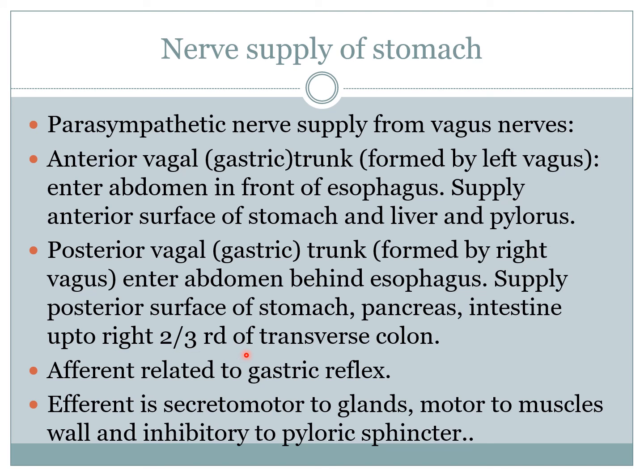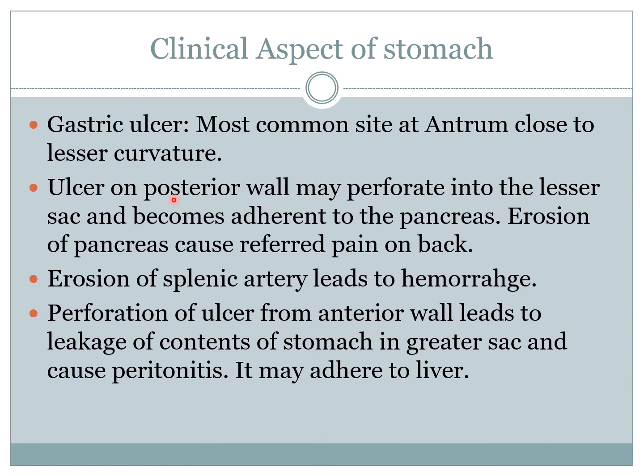Efferents are related to the gastric reflex; efferent fibers are secretomotor to glands, motor to the muscle wall, and inhibitory to the pyloric sphincter. So this is the nerve supply. What is the clinical aspect of the stomach?